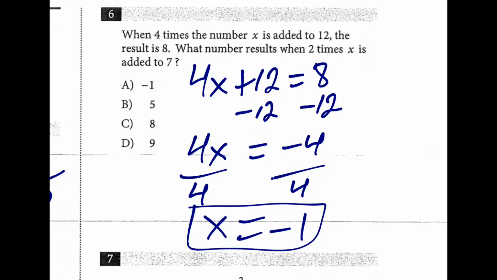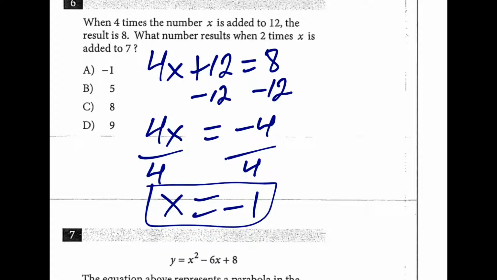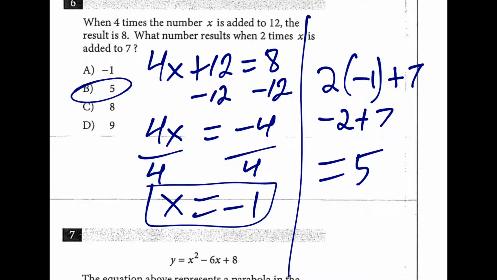And a lot of people saw this and wanted to choose A and be done with the problem. But then they ask what number results when 2 times x is added to 7. We know what x is, so we can substitute in the -1. And this is a new problem. So -2 plus 7 is the same thing as 7 minus 2, which is just 5.